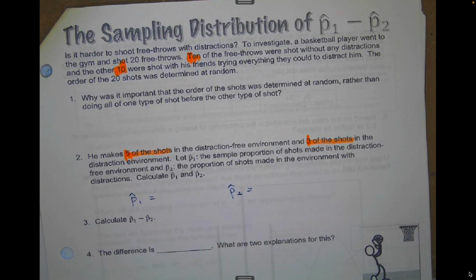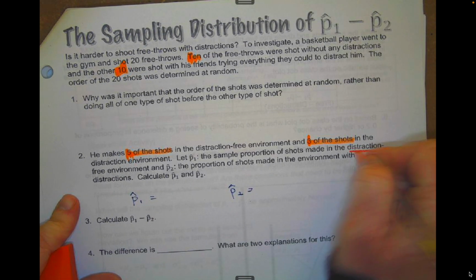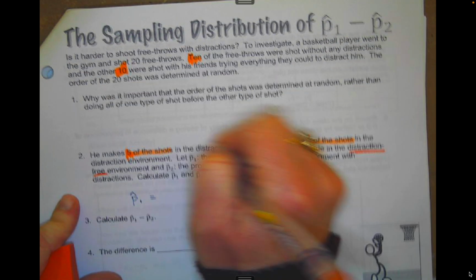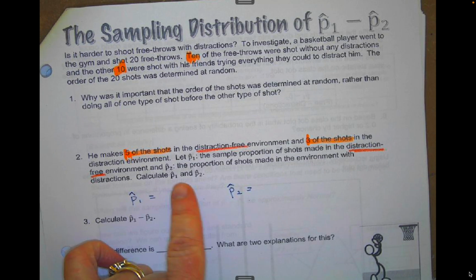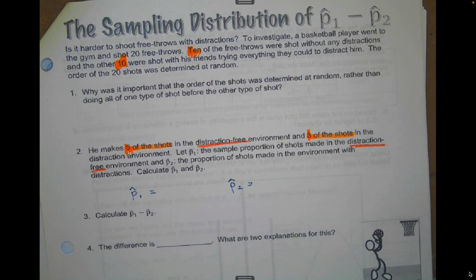All right, down here, he makes 5 of the shots in the distraction-free environment and 3 of the shots in the distraction environment. Remember, there were 10 of each. Let p hat 1 be the sample proportion of shots made in the distraction-free environment, and let p hat 2 be the proportion of shots made in the environment with distractions. So calculate p hat 1 and p hat 2. So there's two proportions here.